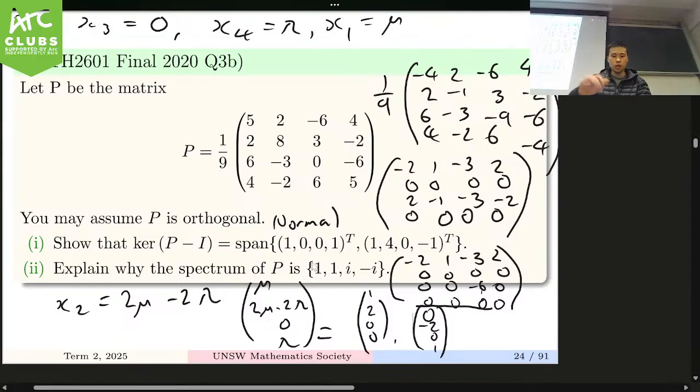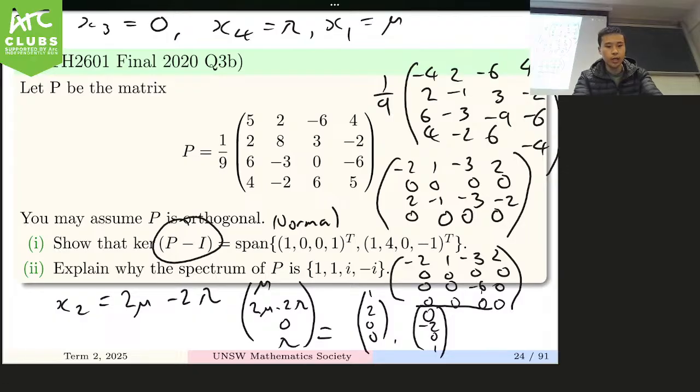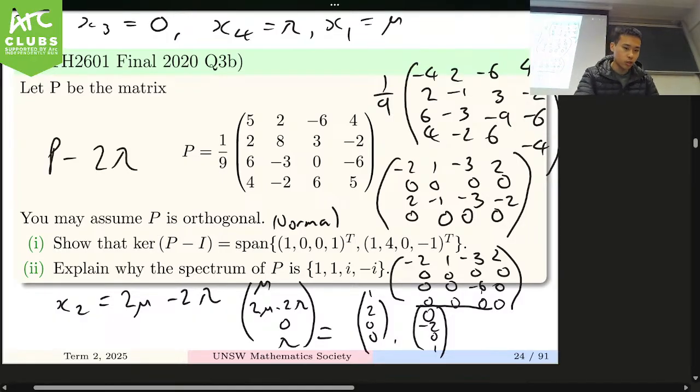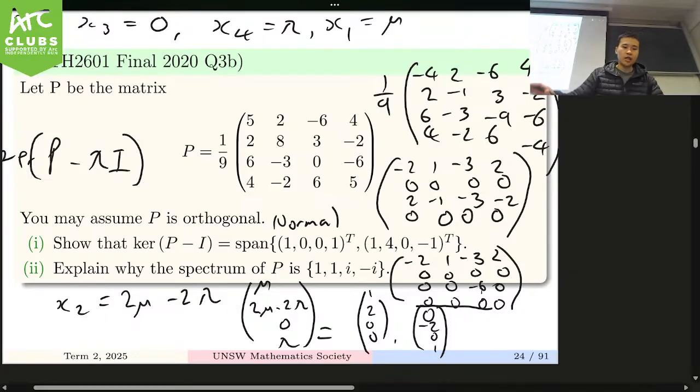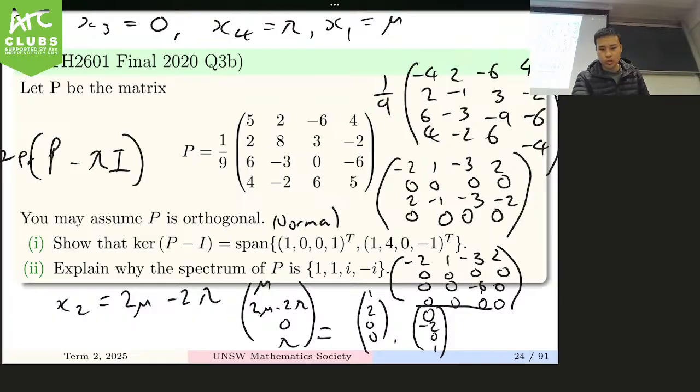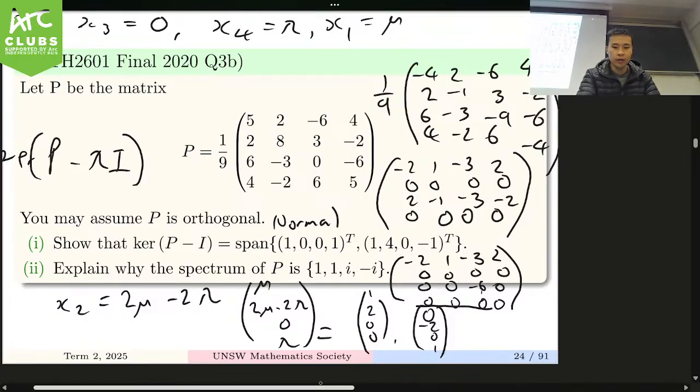Okay, next this might be interesting. Why is the spectrum of P equal to this? In general, I'm just going to say lambda instead. If we're asked to find the kernel of this, then whatever vectors you find in that kernel should be your eigenvectors associated with the eigenvalue lambda. In this case, lambda is equal to 1, so 1 times the identity, and we found two vectors there. So essentially the eigenvalue of 1 is a double root here, so we already have two eigenvalues.